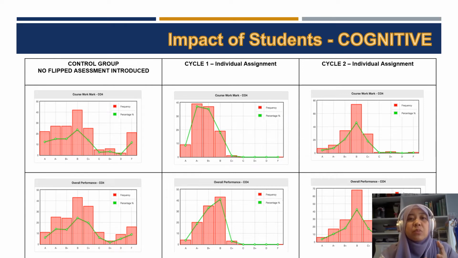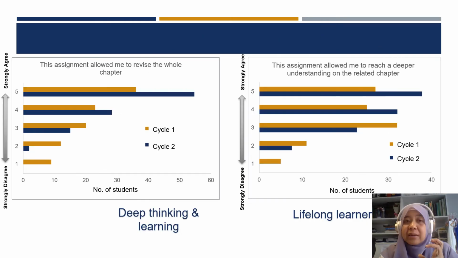Compared to the control group with many failures, you can see significant improvement in the cognitive attainment of students for both Cycle 1 and Cycle 2. This data is in line with students' feedback where students agreed that this approach allowed them to revise the whole chapter and helped them to acquire deep thinking and learning.